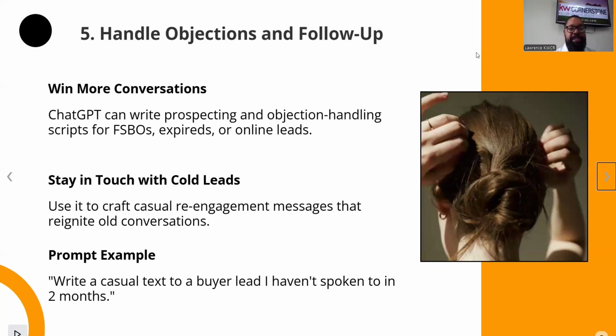So this is also going to help you stay in touch with cold leads. You can use it to craft casual re-engagement messages that reignite old conversations. So you spoke to someone 8 months ago, you haven't heard from them since, or your smart plan ended and you stopped following up with them, you forgot about them, whatever the case is. You can ask it to write a casual text to a buyer lead I haven't spoken to in a few months. Just a casual text.